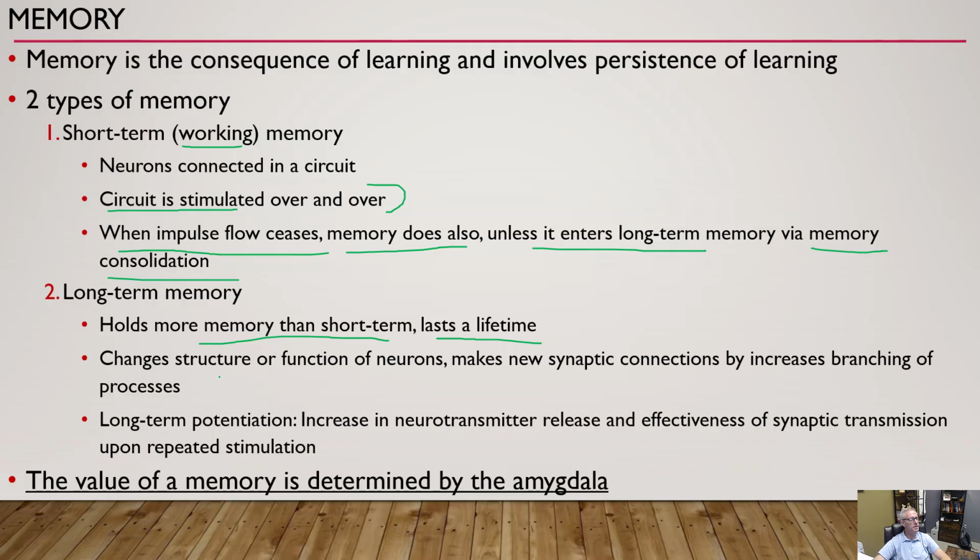What happens is we change the structure or the function of the neuron. We actually create new neuronal pathways. We make new synaptic connections. We increase the branching of those neuronal processes. We increase the neurotransmitter release, and we increase the effectiveness of those neuronal synaptic transmissions because we have repeated stimulation.